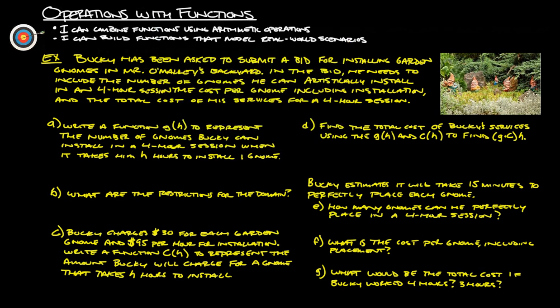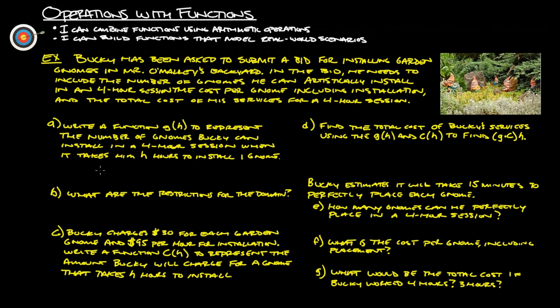All right. This one here, we've got Bucky has been asked to submit a bid for installing garden gnomes in Mr. O'Malley's backyard. In the bid, he needs to include the number of gnomes he can artistically install in a 4-hour session, the cost per gnome, including installation, and the total cost of his services for a 4-hour session. So write a function g of h to represent the number of gnomes Bucky can install in a 4-hour session when it takes him h hours to install one gnome.